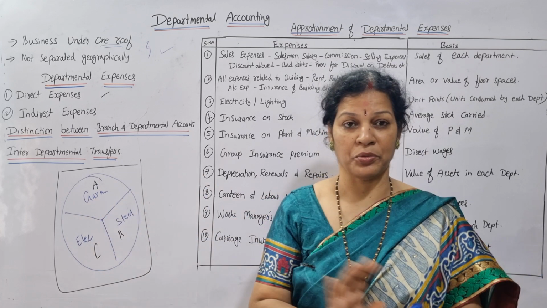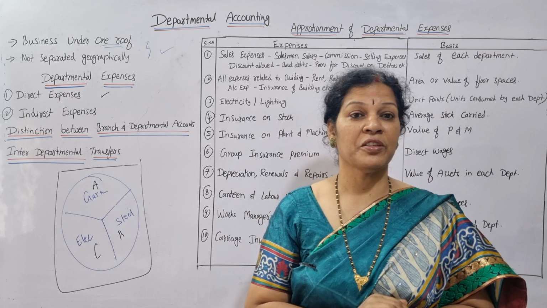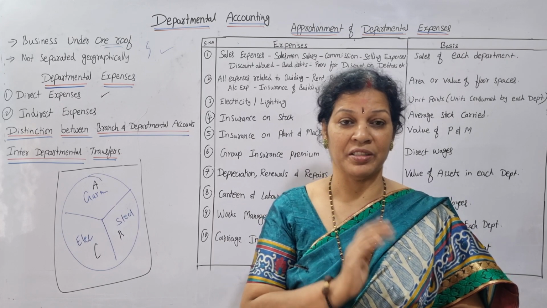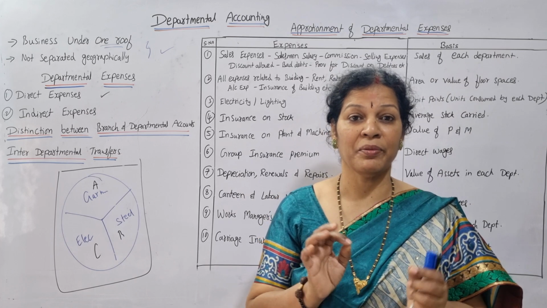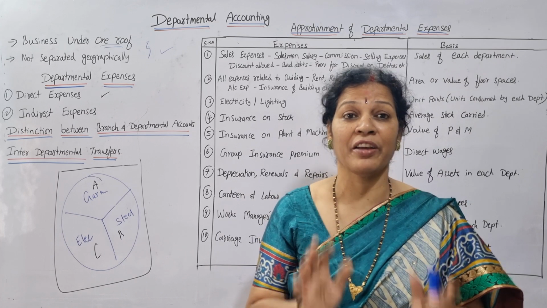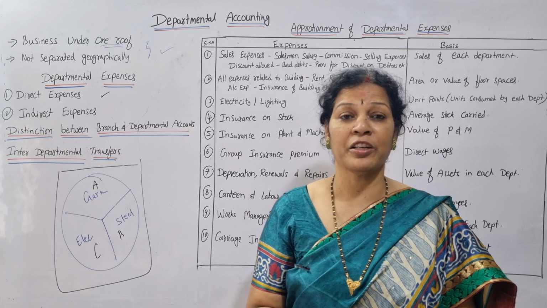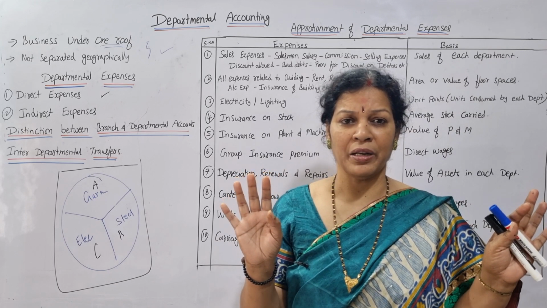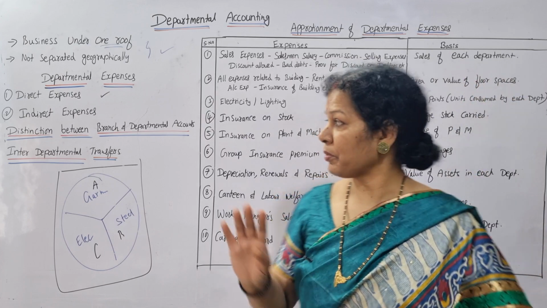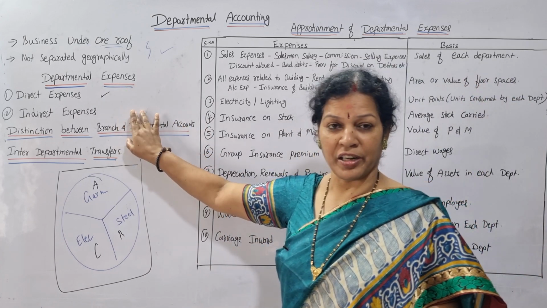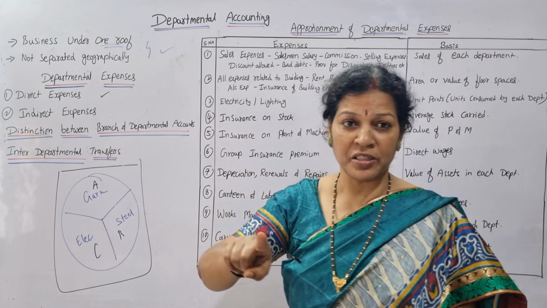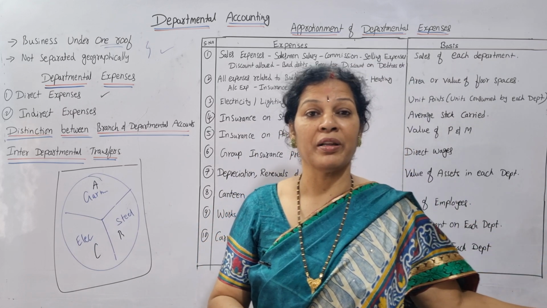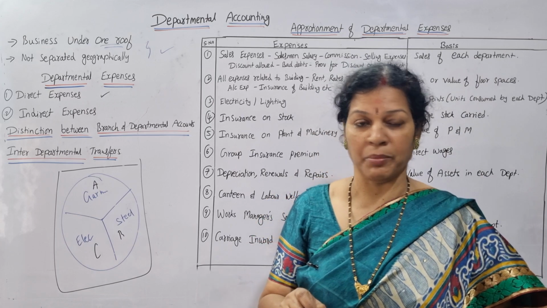This is easily understood. But there are some expenses which cannot be easily allocated between A, B, C. Those expenses are very difficult, and also you must be very careful. If you know this allocation of expenses, departmental accounts are very easy. How do we allocate these expenses? Table is given. Before going to that, did you get direct expenses, indirect expenses? Some expenses can be allocated easily, some expenses cannot be allocated. So those expenses, how do we allocate? That we'll see through the table.